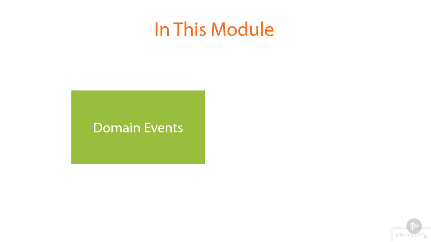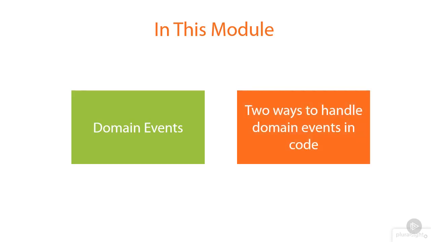In this module, we will talk about domain events. We will see when they are applicable and how to actually represent them in code. We'll discuss two different ways to work with domain events, and we'll see which of them is better and why.